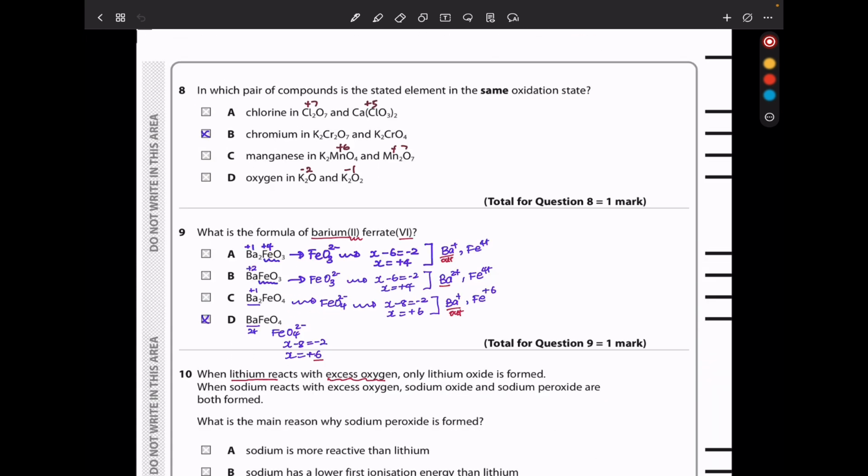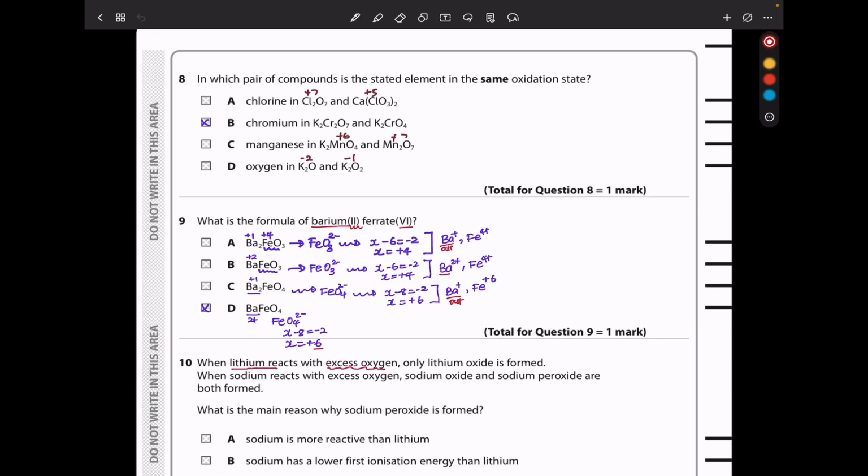In which pair of compounds is the stated element in the same oxidation state? Again, I already calculated this, so this one here we have +7, +5, different. These are going to be the same, it's both +6, +6, +7, -2, -1, so the only answer here is going to be both chromiums are going to be in the +6 oxidation state.